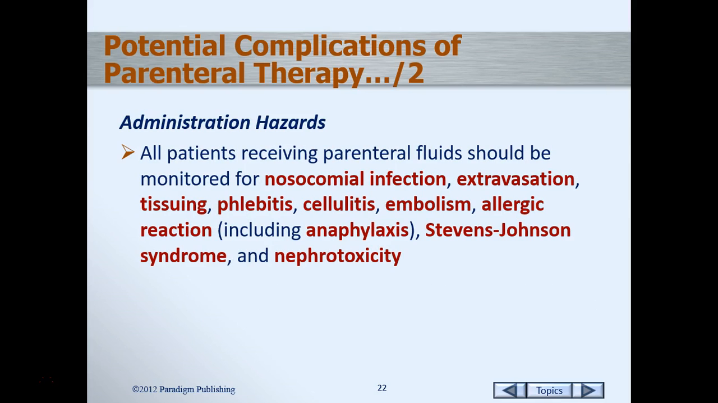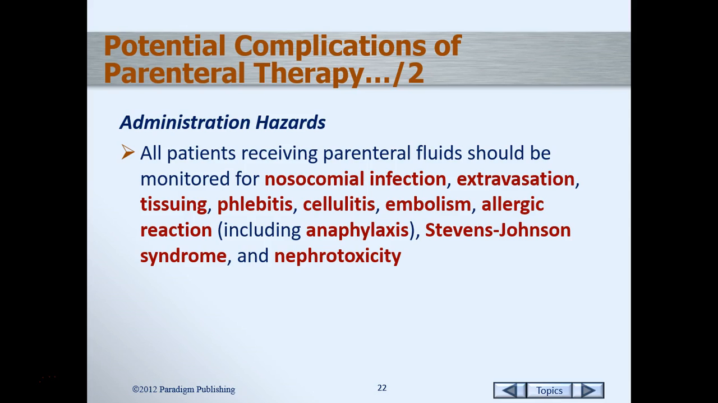All patients receiving parenteral fluid should be monitored for nosocomial infection, extravasation, tissuing, phlebitis, cellulitis, embolism, allergic reaction, including anaphylaxis, and Stevens-Johnson syndrome, as well as nephrotoxicity. So these are pretty important components. So we talked about nosocomial infection, so you really understand what that is. Extravasation is when the fluid seeps out, or tissuing is the same thing as infiltration.